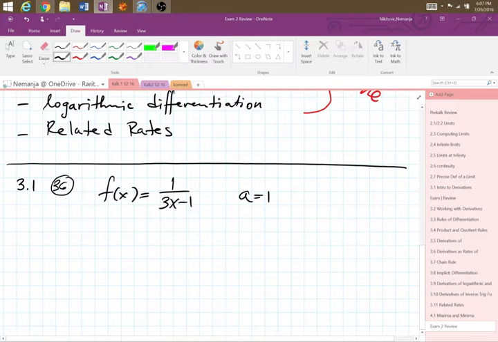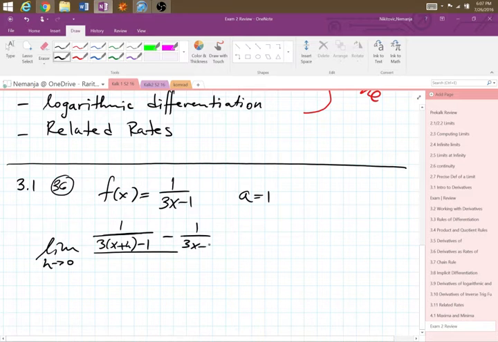So what are we going to do here? First of all, they're asking us to find the tangent line using the limit method. So let's do that. Limit as h goes to 0 of f of x plus h, which is 1 over 3 open parenthesis x plus h close parenthesis minus 1, minus 1 over 3x minus 1, divided by h.